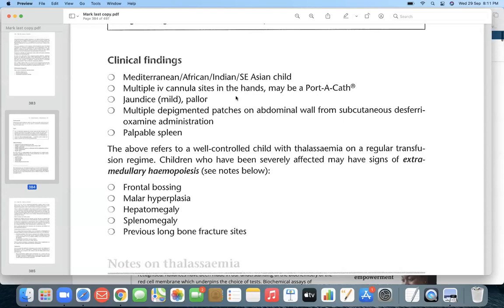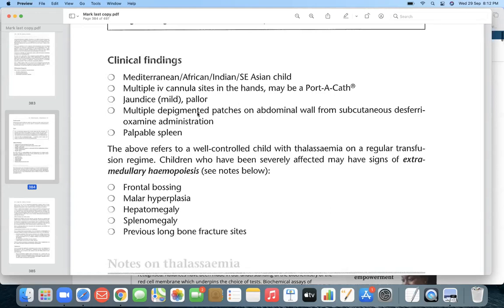Multiple IV cannula sites on the hands, and they may also have a portacath. You have to look for the portacath. Jaundice, mild, and also pallor. Multiple depigmented patches on the abdominal wall from subcutaneous desferoxamine administration. Usually subcutaneous desferoxamine is given to these patients, and so you will see multiple depigmented patches on the abdominal wall and a palpable spleen. The above refers to this patient.